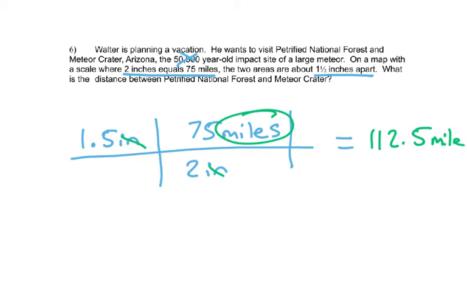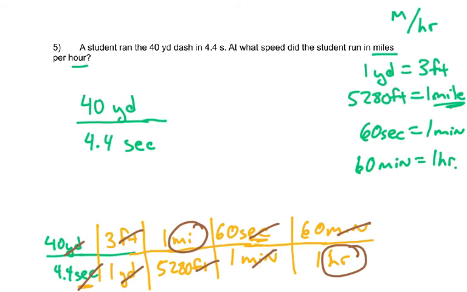So, really, conversions are nothing more than an extension of what we've been doing from before. You can solve a lot of them by proportions. Something like number 5 here might be a little bit more complicated, but it's doable.